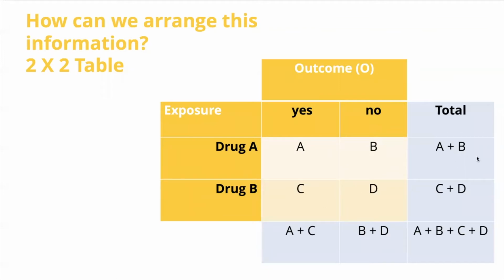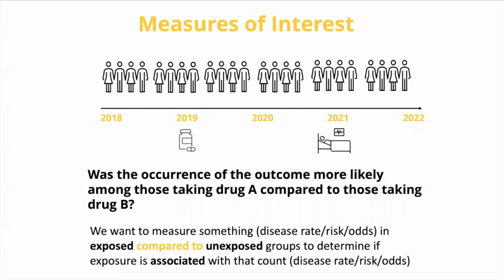A plus B is going to equal the total number of people treated with drug A, and C plus D is going to be equal to the total number of people that are using drug B. And obviously A plus B plus C plus D is going to be the total study population. The number of people with the outcome is going to be A plus C, and the total number of people without the outcome is B plus D. So that just shows how we can arrange all this information and put it into a 2x2 table.